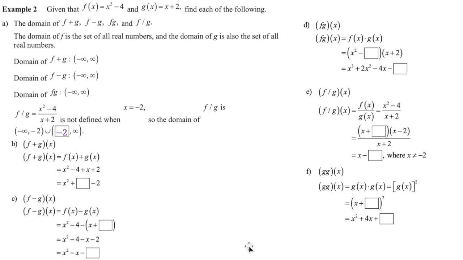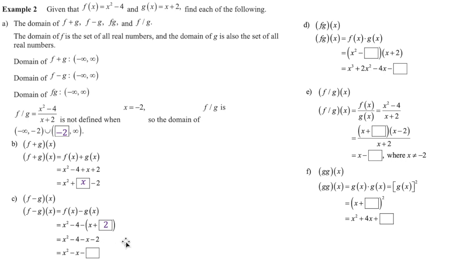So let's go ahead and find some of the values that are listed. If I add them together, I'll have x squared minus 4 plus x plus 2. Combining like terms gives us x squared plus x minus 2. Let's subtract them. I have x squared minus 4, and now I'm taking away all of g. That's why I'm putting g in parentheses, because I have to subtract all of g. So I'm going to subtract x plus 2. I now have to distribute my negative 1, giving us x squared minus 4 minus x minus 2.